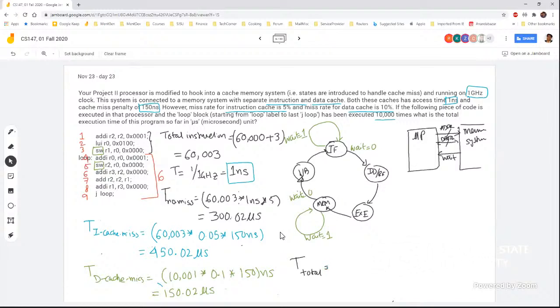is 300.02 plus 450.02 plus 150.02 microseconds, which adds up to about 906.06 microseconds.